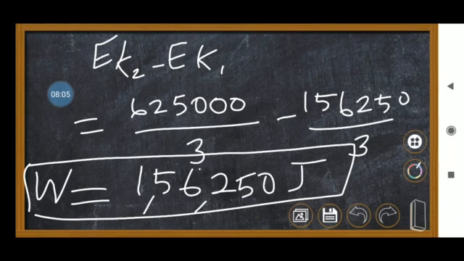Kinetic energy means whenever an object is moving, due to its movement there will be some energy gained, or some energy will be delivered to another object. That is called kinetic energy.